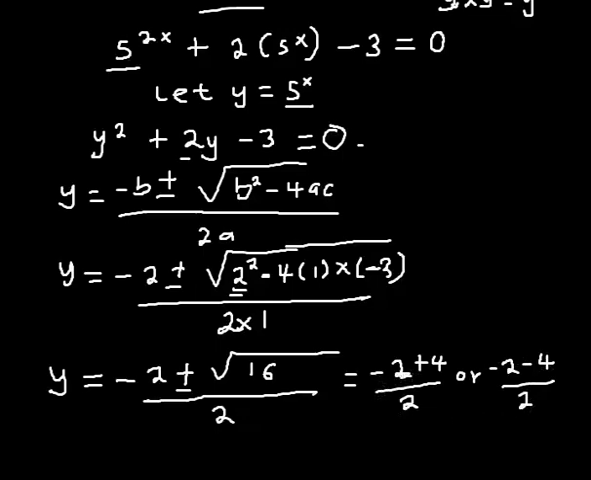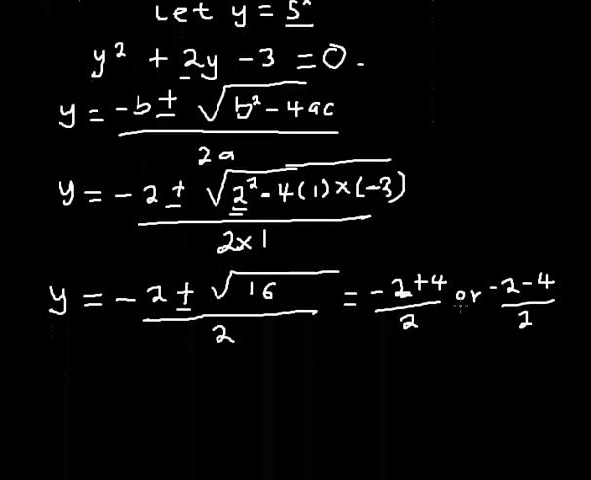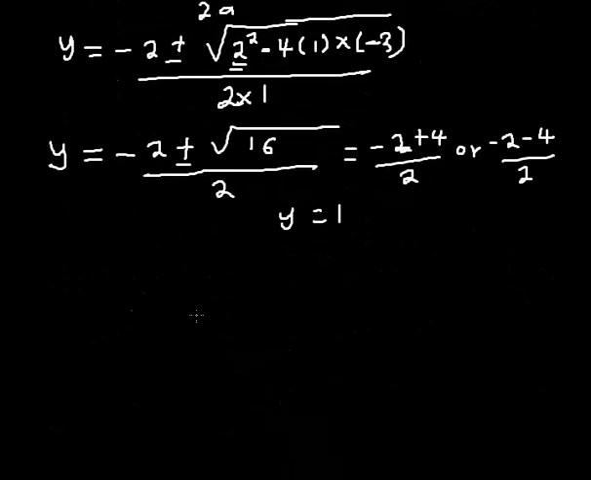Why? Because in this index, my base shouldn't be negative. So the only one I will use is this minus 2 plus 4, which of course is 2. 2 divided by 2 is 1. So my y is equal to 1. So having gotten my 1, I can now get my x. Remember, I substituted y is equal to 5 raised to power x. Since y is 1, that means 5 raised to power x is equal to 1.